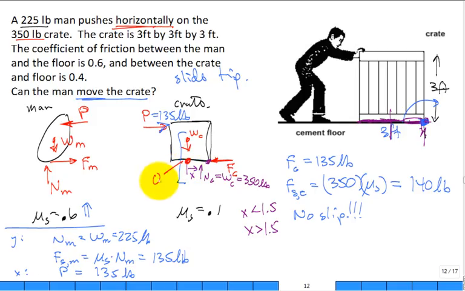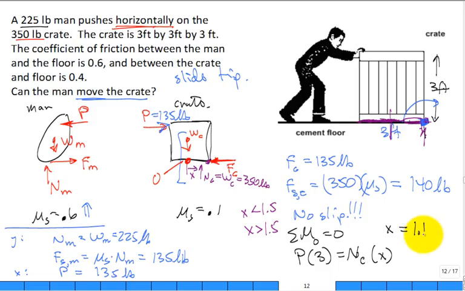The weight of the crate goes through it. The frictional force, F of C, goes right through it. Those two go out of the equation. So you do the sum of the moments around point O equal to zero. You'll get that P times 3 foot is balanced by N sub C times the unknown x, and you solve for x. What does x come in at? 1.16 foot. And that's less than 1.5, so there's no tip.